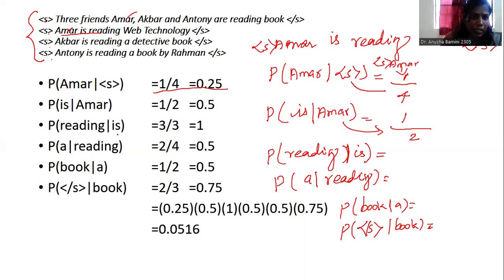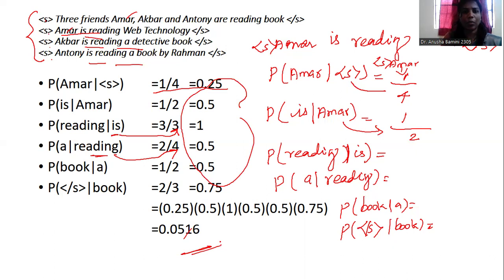Okay, take the third word. How many times does "is" occur? 3 times. Okay, how many times does "is reading" occur? "Is reading" is here 3 times. 1, 2, 3. Okay, so 3 by 3. Then how many times does reading occur? 1, 2, 3, 4. 4 times. Then in the numerator, check how many times "reading a" occurs. "Reading a" 2 times. Okay, so this is how we are calculating the probability. Finally, you multiply all to get the final probability.